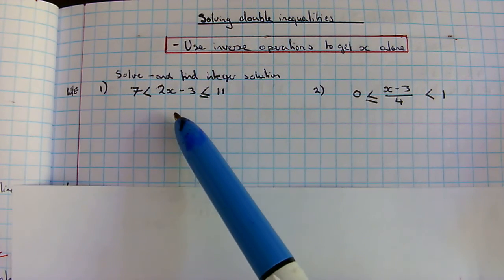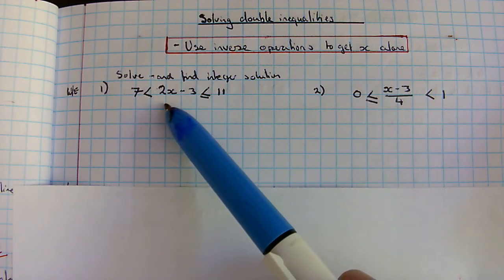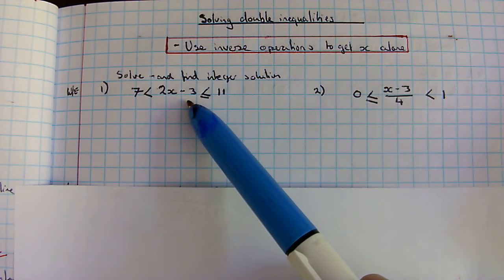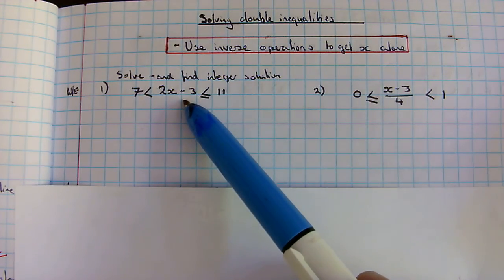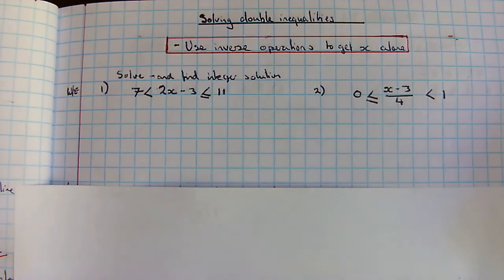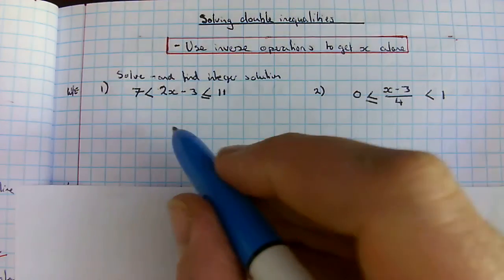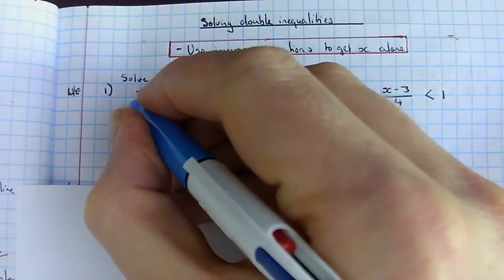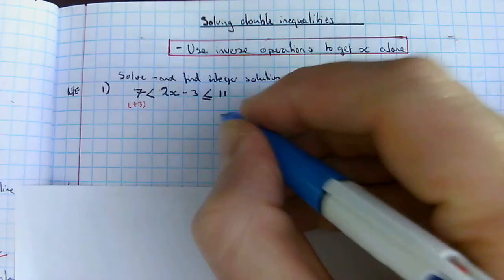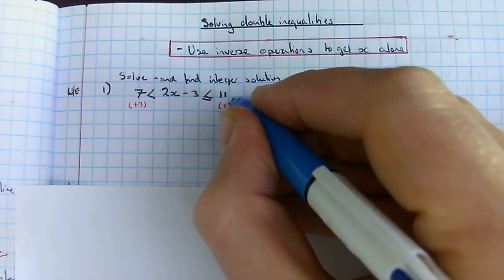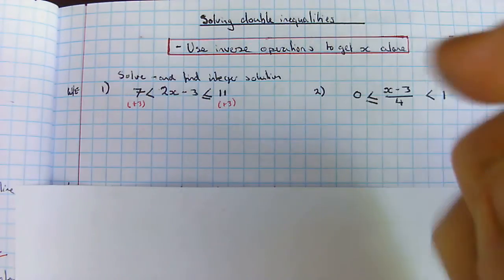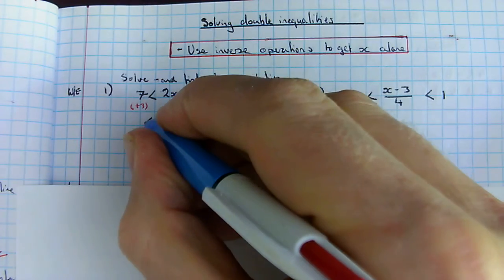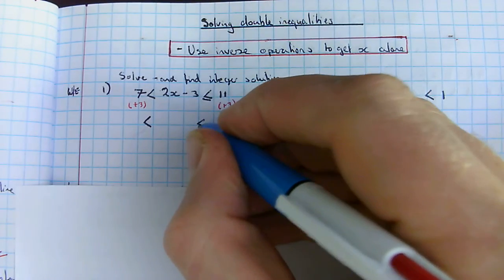So if we think what's happening to x, here I'm timesing it by 2 and then subtracting 3. So going back the other way, the first thing I'm going to need to do is to add 3. So here I'm going to add 3, but I'm going to need to do that to both my 7 and to my 11. I'm going to add 3 to both of them. So now I'm going to keep my symbols exactly the same. So this is a strict inequality, this is not strict.